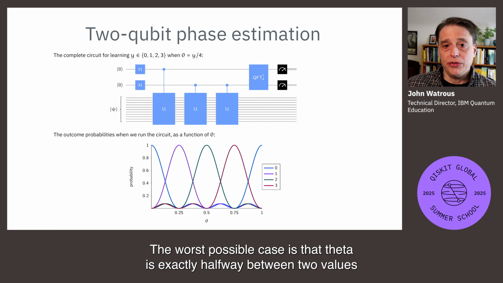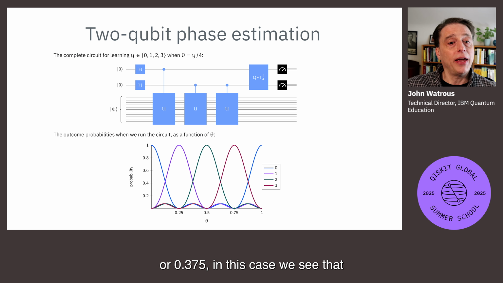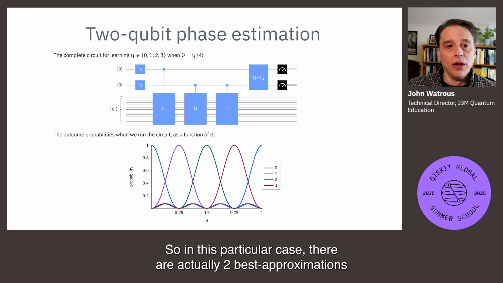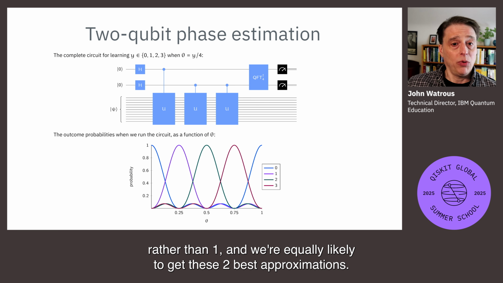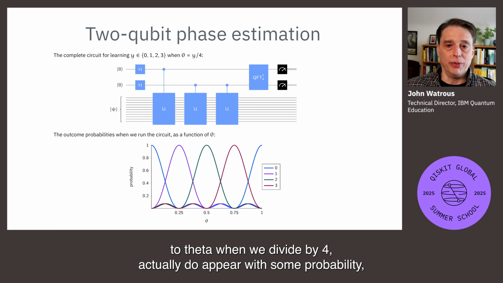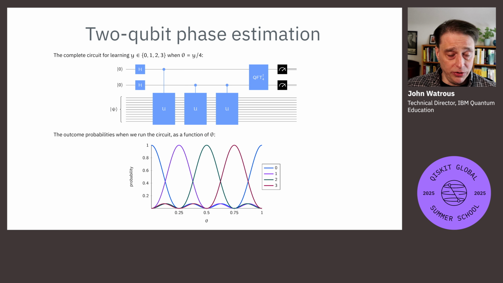The worst possible case is that theta is exactly halfway between two values of y/4. For example, if theta is 3/8 or 0.375. In this case, we see that the approximations 1/4 and 2/4 are equally good. So in this particular case, there are actually two best approximations rather than one, and we're equally likely to get these two best approximations. The other outcomes, 0 and 3, which don't give good approximations to theta when we divide by 4, actually do appear with some probability, which looks like it's just under 10% in both cases.